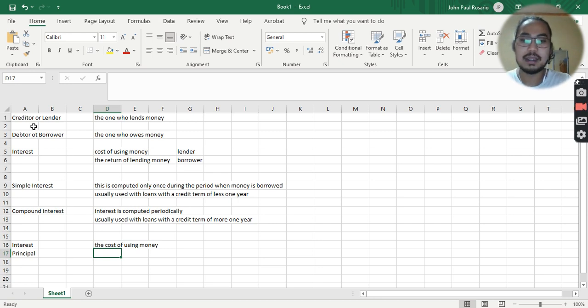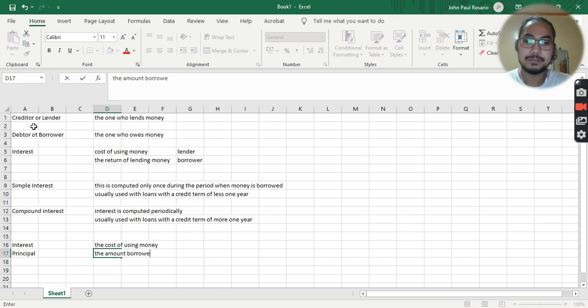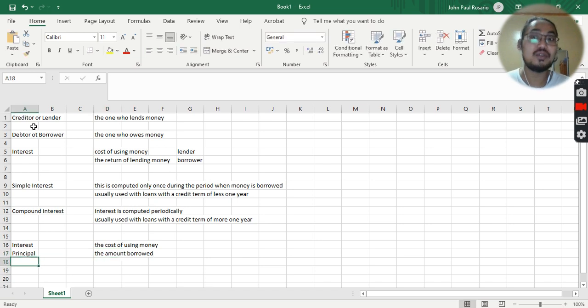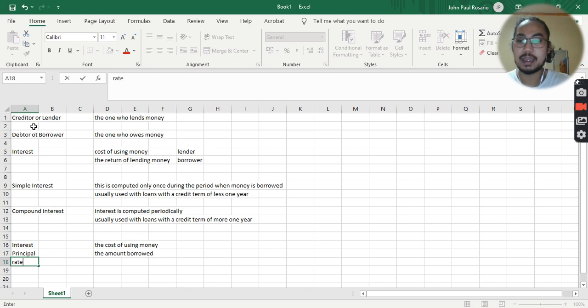Principal is the amount borrowed. So kung pili mong gihulam, siya ang imuhang principal. Now, next one would be our rate. So this is our interest rate. So pila man ang porsyento sa interest. So rate is our interest rate.